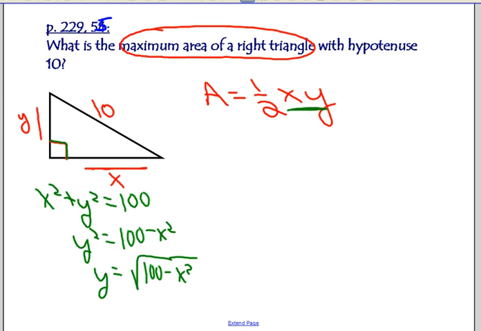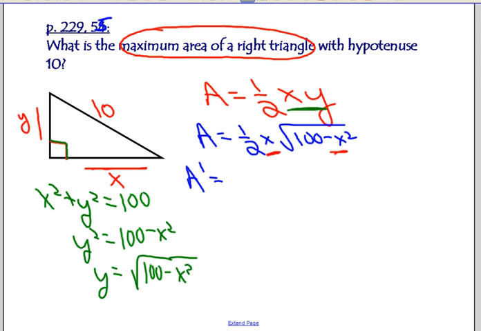And we know we're in for a bit of a messy derivative on this problem, but I suppose that's only fair. It was kind of an easy setup, so now we're getting into a little bit of work. So what's our area? It's 1/2 x, and then it's the square root of 100 minus x squared. All right, to find a max or min, we'll take the derivative, we'll find the critical points. So I'll take this derivative, and I notice here I have a product.